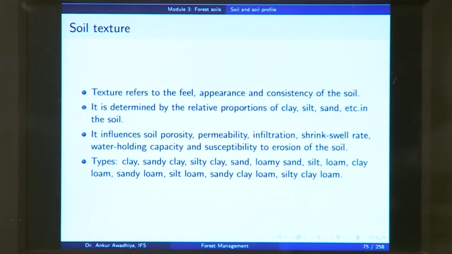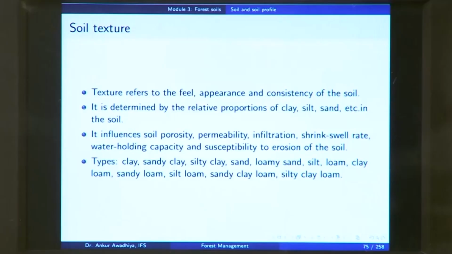Then it also influences the water holding capacity of the soil. So, water holding capacity is how much amount of water can be retained in this soil. If you have a sandy soil, you add water, the water passes through. So, it does not retain much amount of water, whereas if you look at a clay soil, then the water will be retained inside the pores of the soil. So, texture also influences the water holding capacity of the soil.